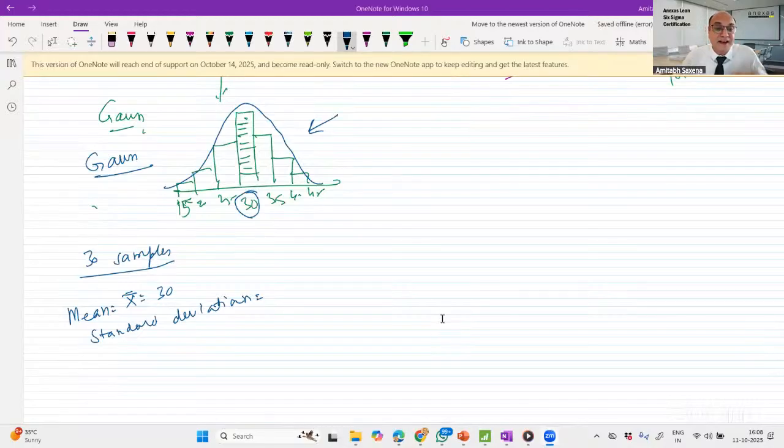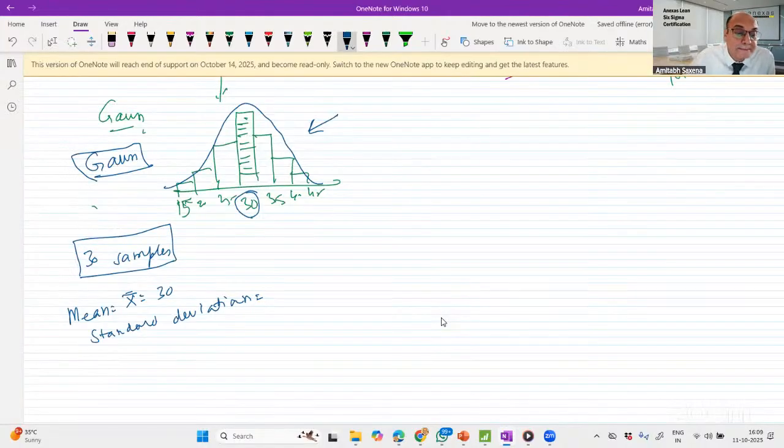But let us come back to Mr. Gauss. He said if you collect 30 samples from any process, you will get two things. In one click, nowadays, everything is automated, you will get your average and standard deviation.